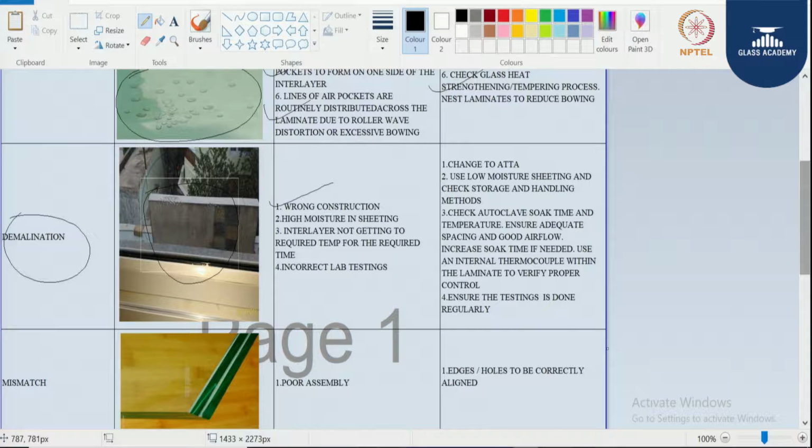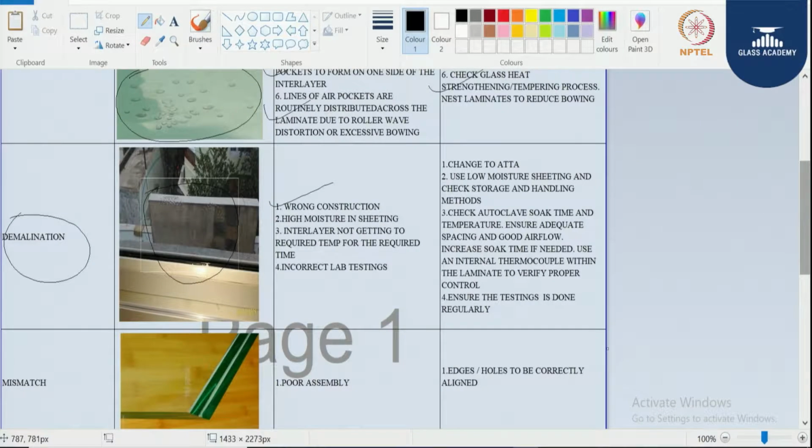The individual thickness of the glass panes should be equal, or if required to be asymmetrical, it should be not more than 2 mm. And third point, the PVB thickness required for laminated glass is generally equal to the roller wave into 10. So the reasons for getting delamination are wrong glass construction, high moisture in sheeting, interlayer not getting to the required temperature for the required time, or incorrect lab testing.